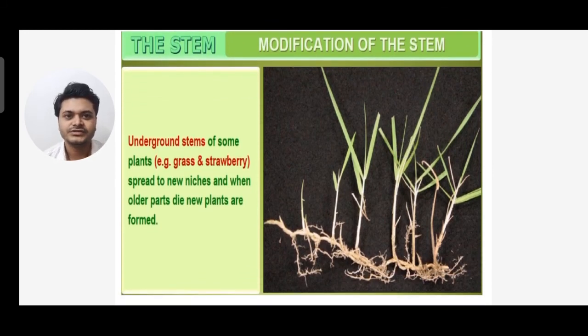Underground stems of some plants like grass and strawberry spread to new niches, and when older parts die, new plants are formed. This is seen in grass and strawberry. They are also underground stems.